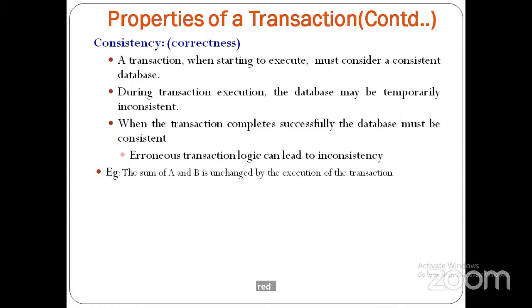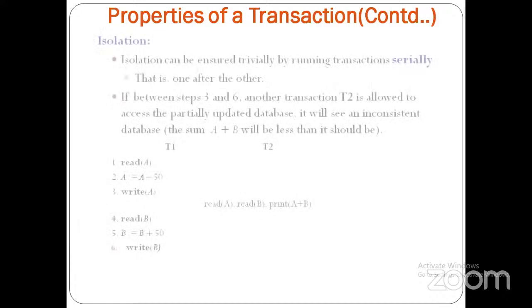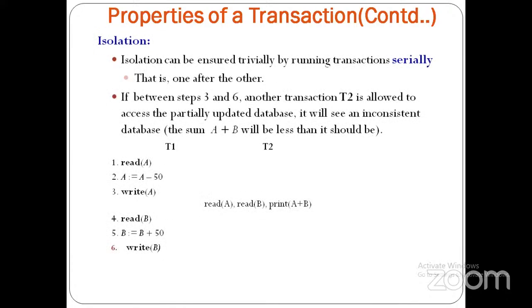Next, isolation. Isolation is nothing but actions performed by the transactions will be isolated or hidden from the outside. So actions performed by a transaction will be isolated or hidden from outside transactions until it terminates. Isolation can be ensured trivially by running transactions serially, nothing but sequentially, that is, one after the other. Okay, then the transactions will be in an isolated state.